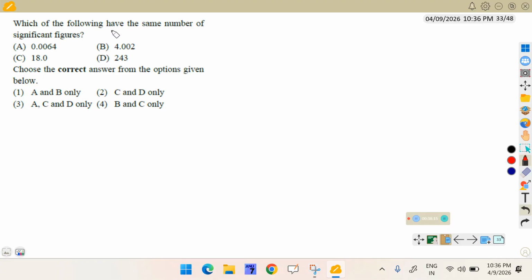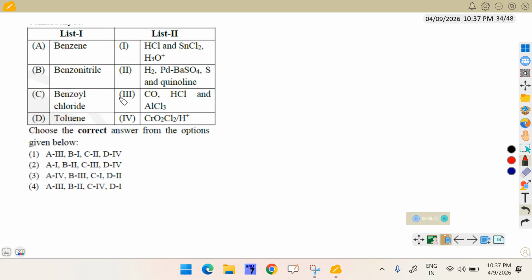Which of the following have the same number of significant figures? 0.0064. Leading zeros are not significant, so 64, only 2 significant figures. Here all 4 are significant. Here 3 significant figures. Here also 3 significant figures. So the second option is the correct option.